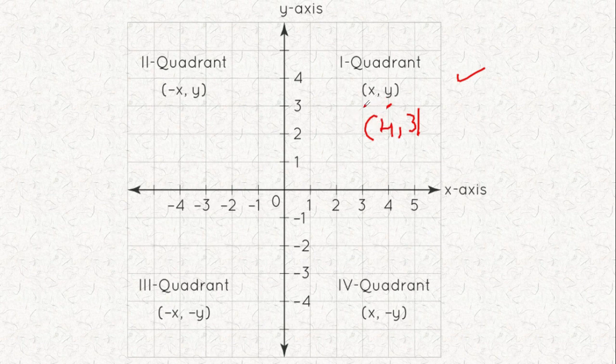That's x comma y. In the second quadrant, x value will be negative but y value is positive. In the third quadrant, both x and y values are negative. In the fourth quadrant, x value is positive and y value is negative.